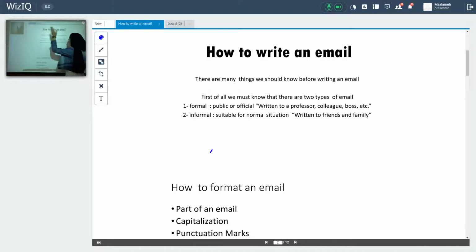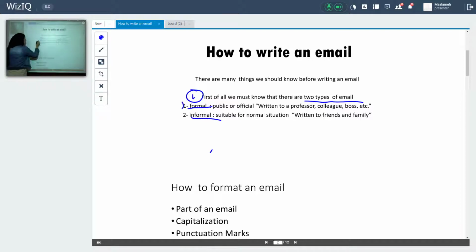Okay, now, how to write an email. There are many things we should know before writing an email. Like what? First of all, we must know that there are two types of email. So I have two kinds of email. What? Formal and informal. Okay, formal that means رسمي, public or official.